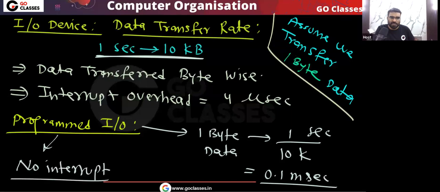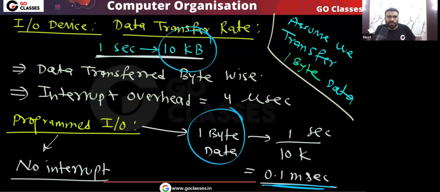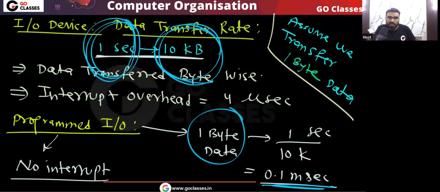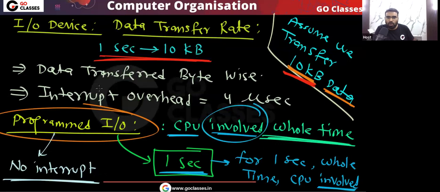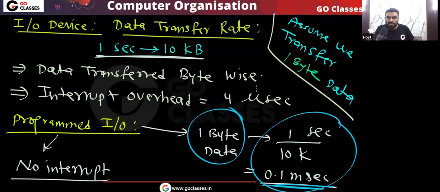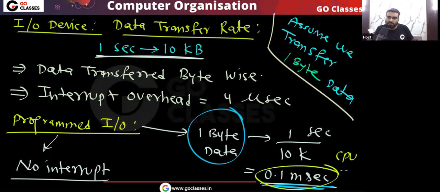Okay, so you can easily see that for 1 byte of data, this much amount of time is needed, because 10 KB means 1 second. If you want to transfer 10 KB of data, it will take 1 second, and the CPU will be involved all the time. Is this clear? That is the reason that for 1 byte, this much amount of time the CPU will be busy. This is the CPU time taken. So very simple. I hope you understood this.